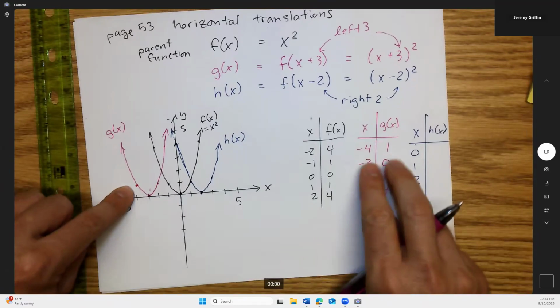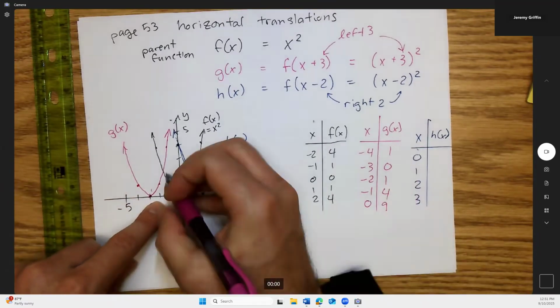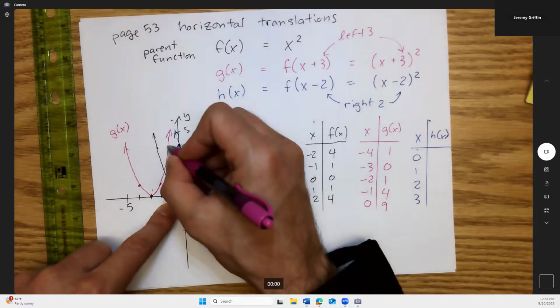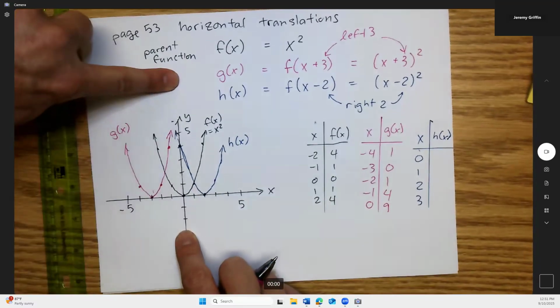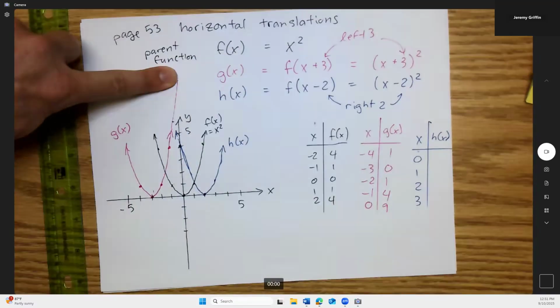Oh yeah. How about -3, 0? Right there. Oh yeah. -2, 1, right there. Oh yeah. Negative 1, 4. Oh yeah. 0, 9. Now that's kind of off my picture, but this would cross way up here if it kept going. That would be 0, 9.